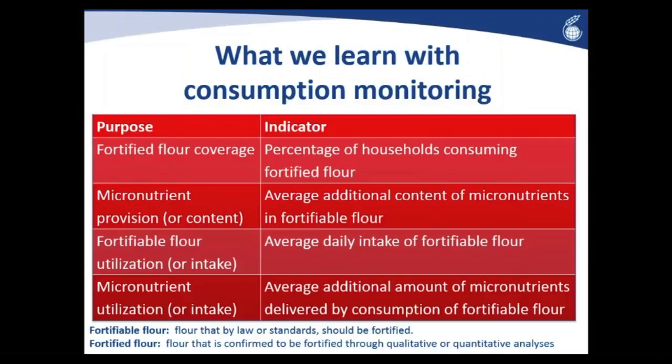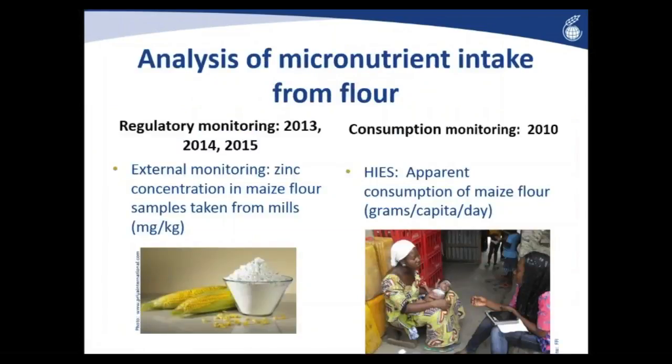So what we're going to do next is look at an example of how to calculate the 4th indicator, which we call micronutrient utilization or intake. It is calculated with the information gathered for the 2nd and 3rd indicators on this slide. Here's a fictitious example of how micronutrient intake from fortified flour is calculated.